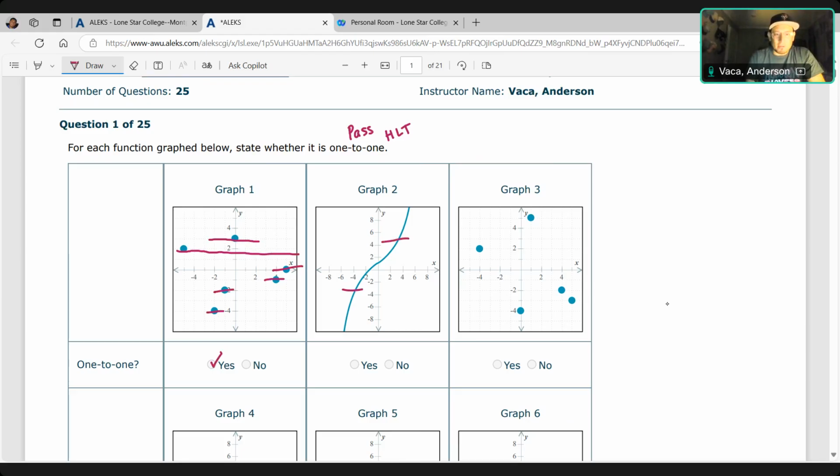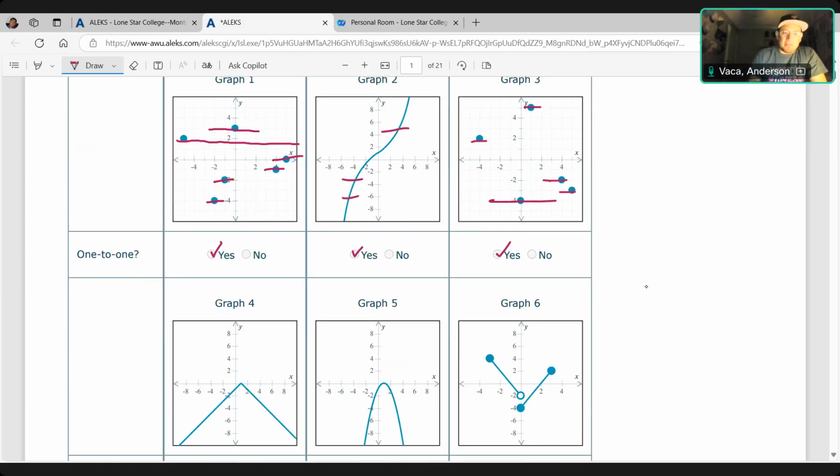We can also perform the horizontal line test on example 2 and it will pass. I just want to be careful here. Yes. So graph 3 will also pass the horizontal line test. Example 4, that's a fail.